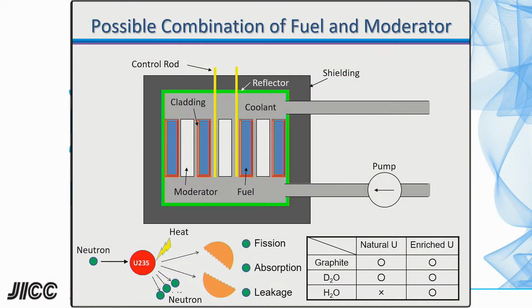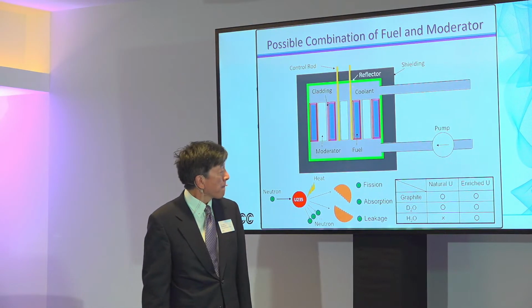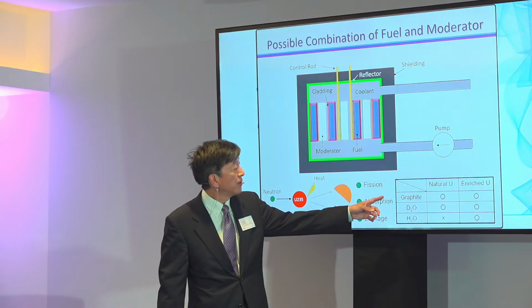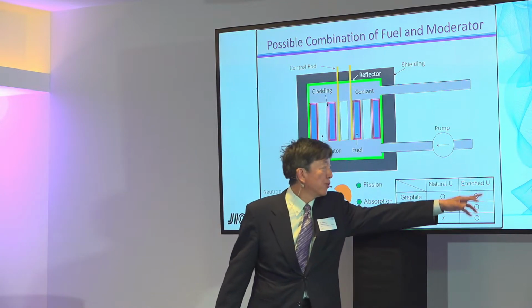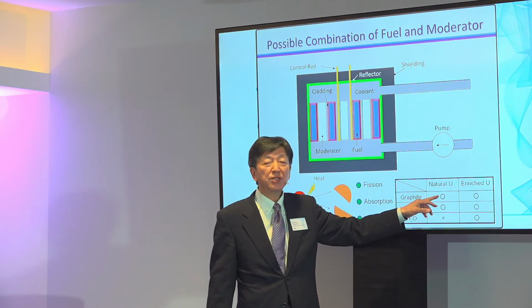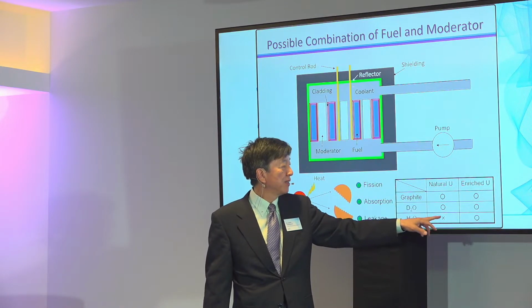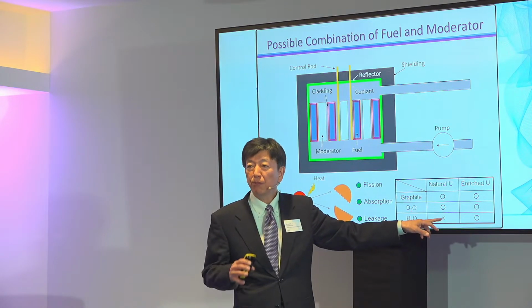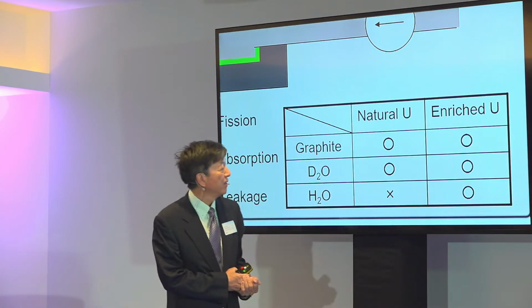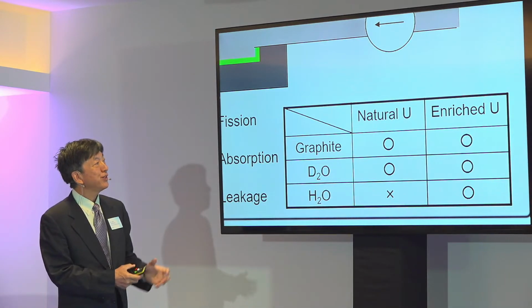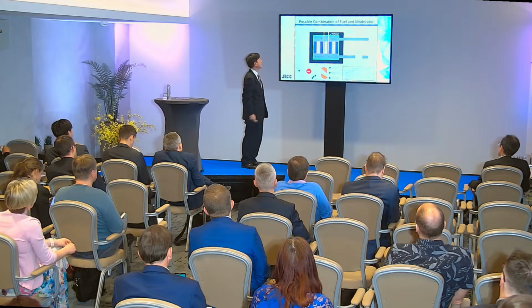Already I mentioned a neutron collides with or is captured by uranium-235. Heat is generated and neutrons are generated. Fission products come out, right? Please look at this table. Circle means possible designs. Crossing means impossible designs, okay?